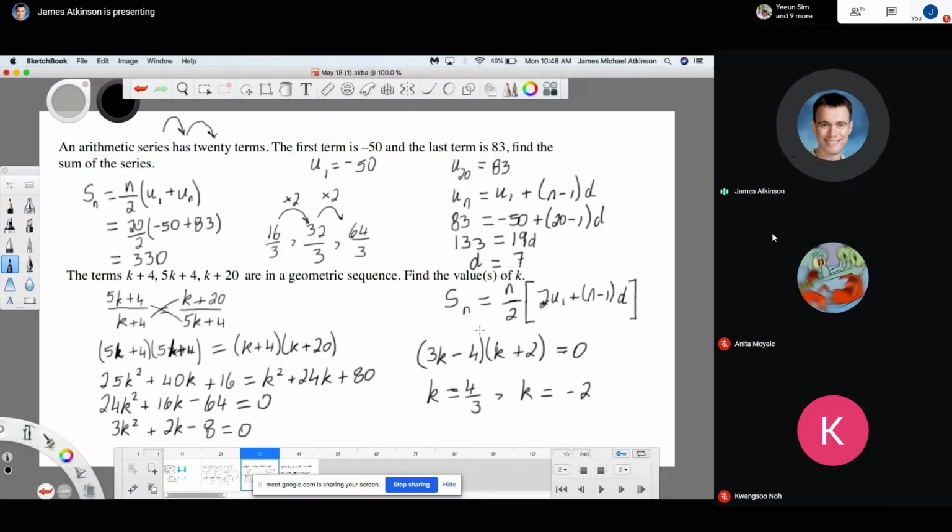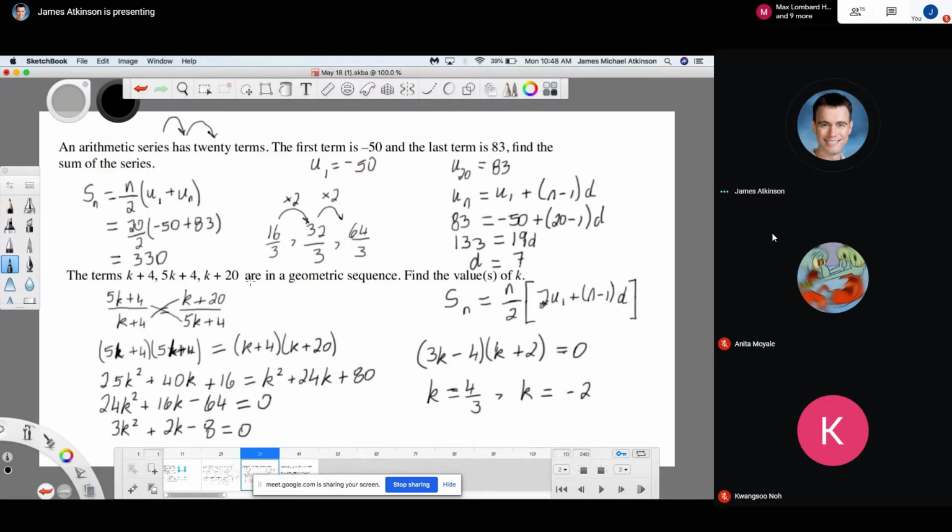You could also substitute in -2, and you'll discover then that you get 2, -6, and +18. And those do form a geometric sequence with a common ratio of -3.